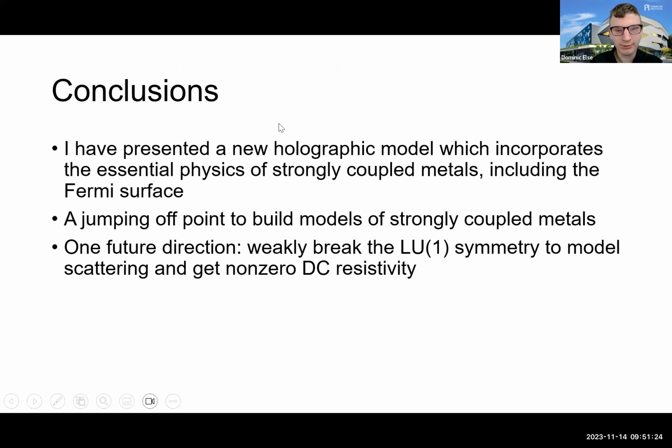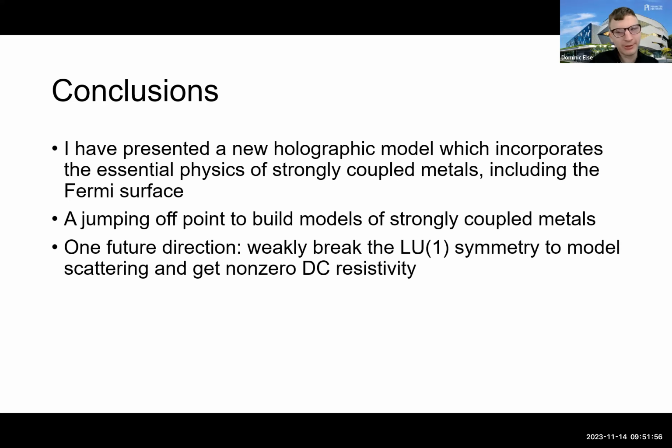So yeah, that's all I have basically. I presented these new holographic models which incorporate the essential physics of strongly coupled metals, by which I mean the Fermi surface and all the physics associated with that. I don't want to claim that this model is the answer that explains everything about experiments or anything like that. But you're building in exactly what you need to build in, the Fermi surface physics. So I think it's hopefully going to be the right jumping off point to build new models.